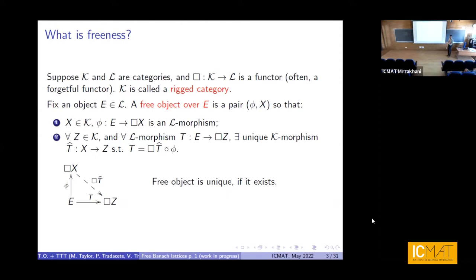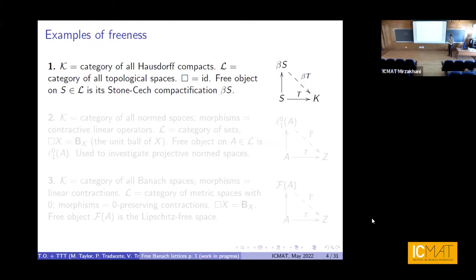And by diagram chasing, you can show that if the free object exists, it is unique. Of course, the existence is not at all automatic, and it requires some work to show its existence. And before talking about free Banach lattices, let me maybe show you a few settings where we actually are using free objects without maybe thinking much about freeness.